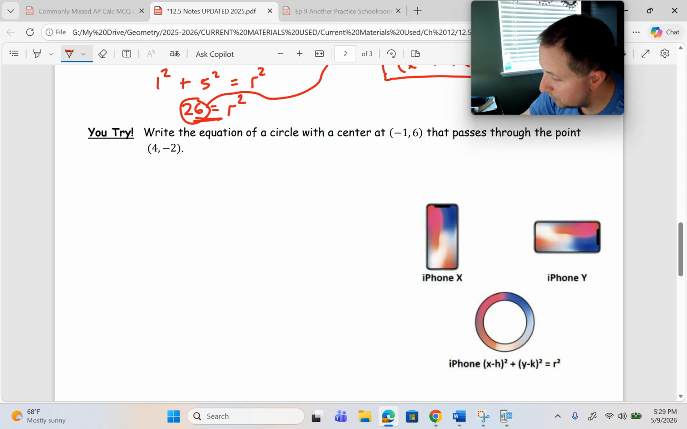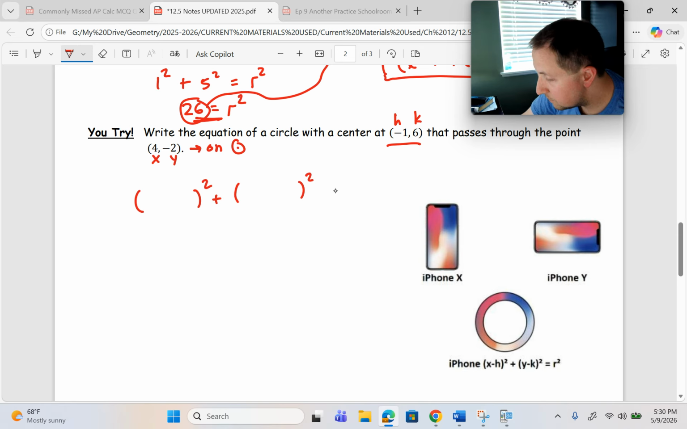Okay, so for this one, we've got a center at negative 1, 6. That's our h, that's our k. It passes through the point 4, negative 2. Remember, the point it passes through means it's on the circle. That's x, that's y. I'm going to start by setting up my template. We know we need to get r squared. We'll plug in x and y after we plug in the center.